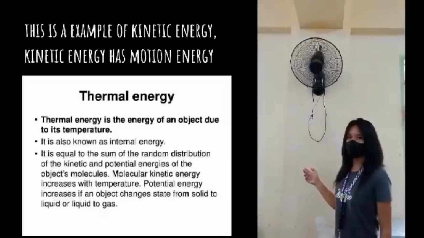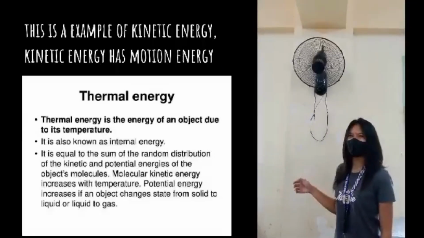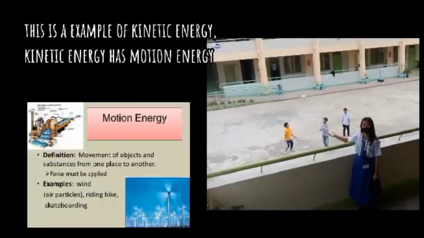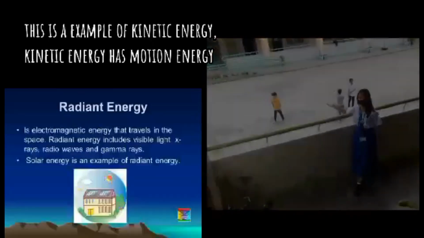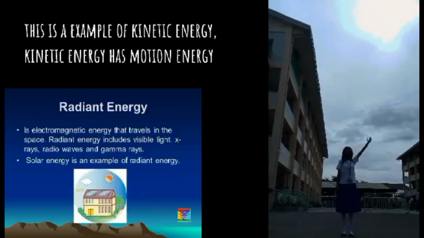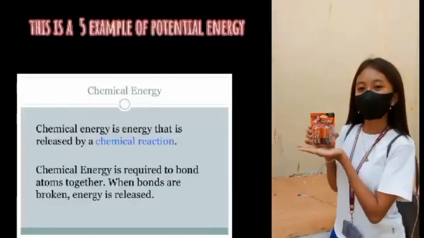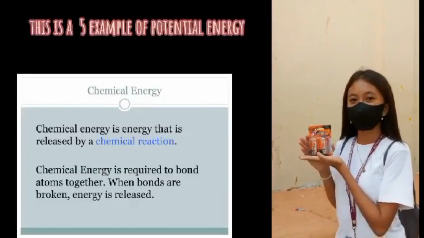This is the example of thermal energy and kinetic energy. This is the example of motion. This belongs to kinetic energy. This is radiant energy and this belongs to potential energy. This is chemical and this belongs to potential energy.